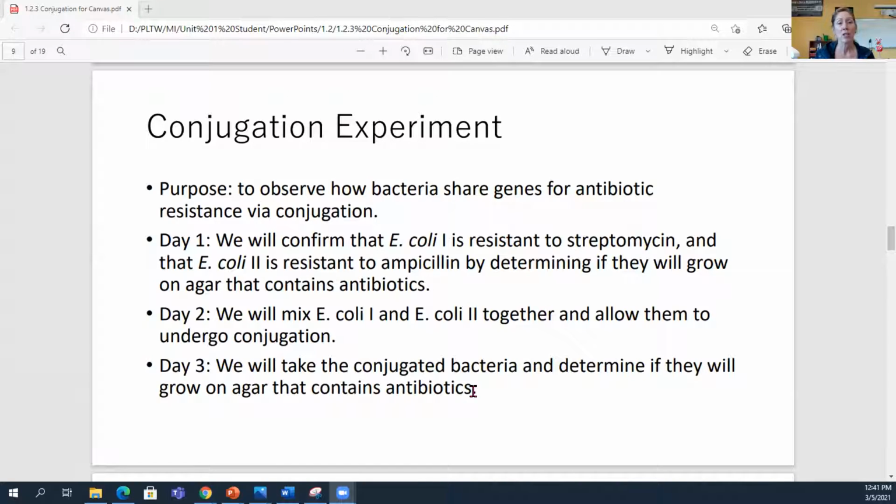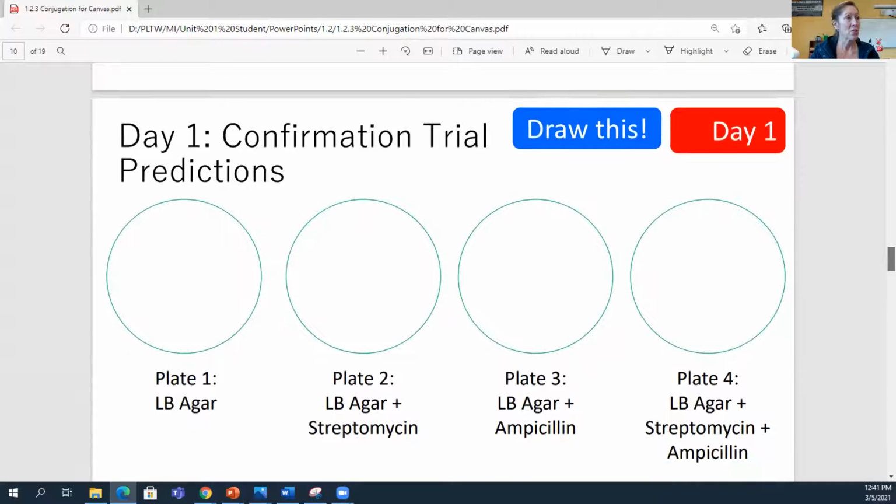On day 2, you're going to take some of the E. coli 1 strain and E. coli 2 strain, and you're going to mix them together on one plate. And hopefully they'll undergo conjugation. So that would be day 2. We would allow them to incubate overnight. And then on day 3, we're going to again get plates that contain antibiotics and grow the new strain that should have occurred from our conjugation plate on those different plates with antibiotics to determine whether or not conjugation was successful.